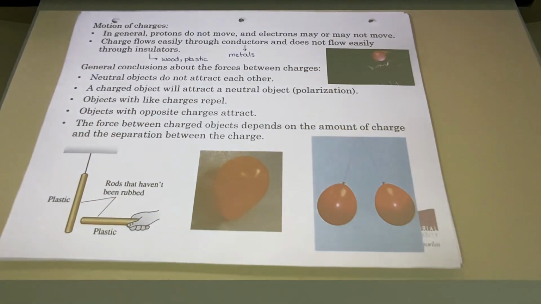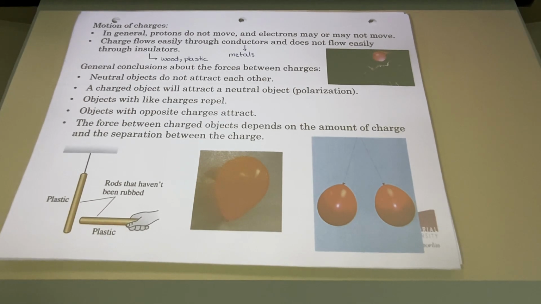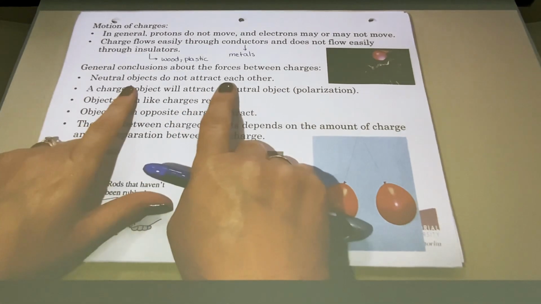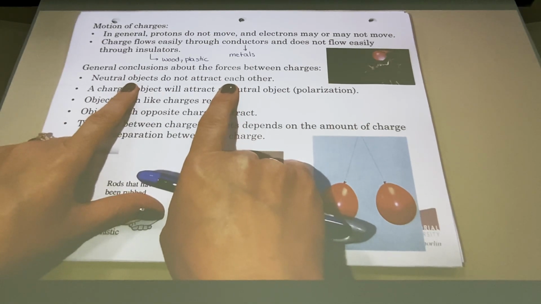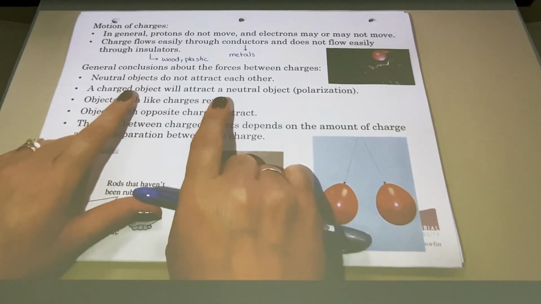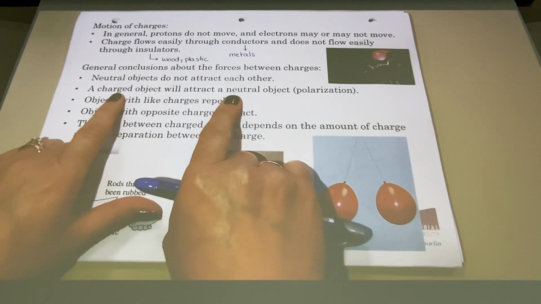We know that there is an electromagnetic force. When we say electromagnetic force, it means there's an electric force and a magnetic force. Towards the end of the course, we'll talk about how they're kind of the same thing. So we know there's a force related to things that have charge. We know that two neutral objects will not attract each other. So if there's no charge at all, then there's not going to be anything happening.